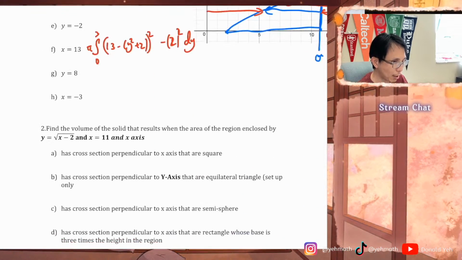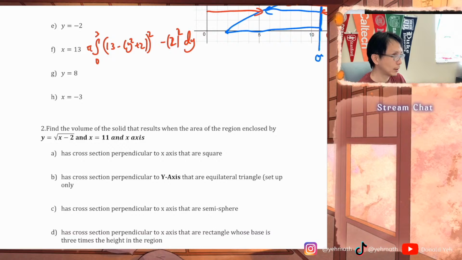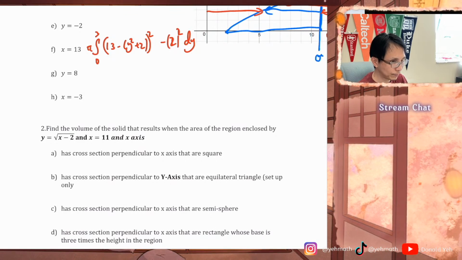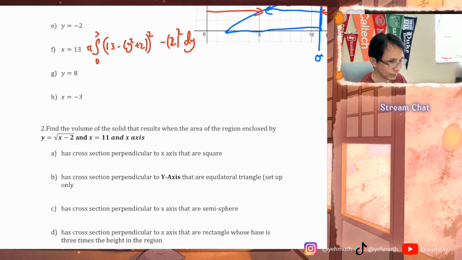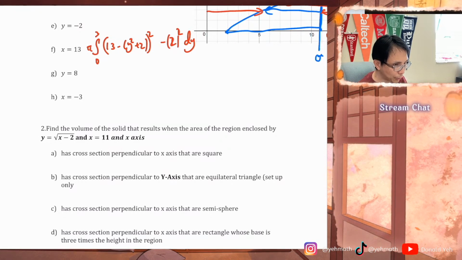You also need to understand all the cross-section ones as well. That's the stuff I showed. I'd like to go over D though.